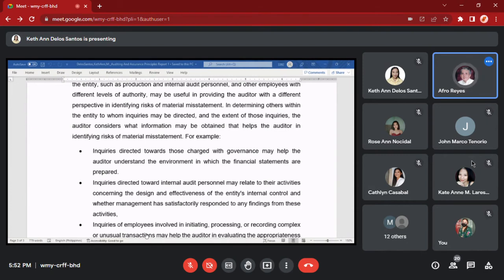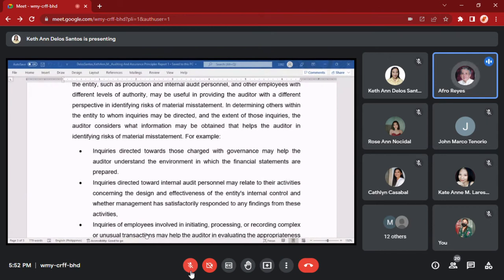Anybody can answer my question. Tatanungin daw ng auditor, yung mga those in charge with governance. Sino yun? Anybody who can answer my question? Kayo naman, tapos na kayo dito, inaralan nyo to. Anybody who can answer my question?